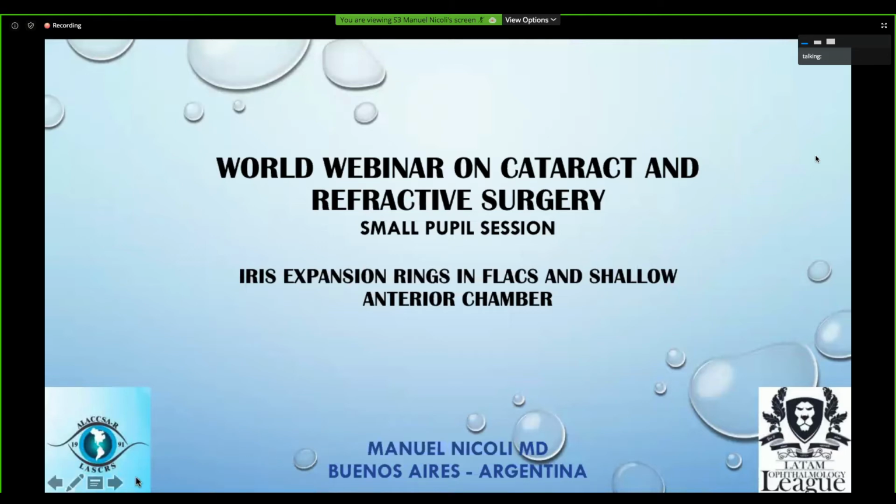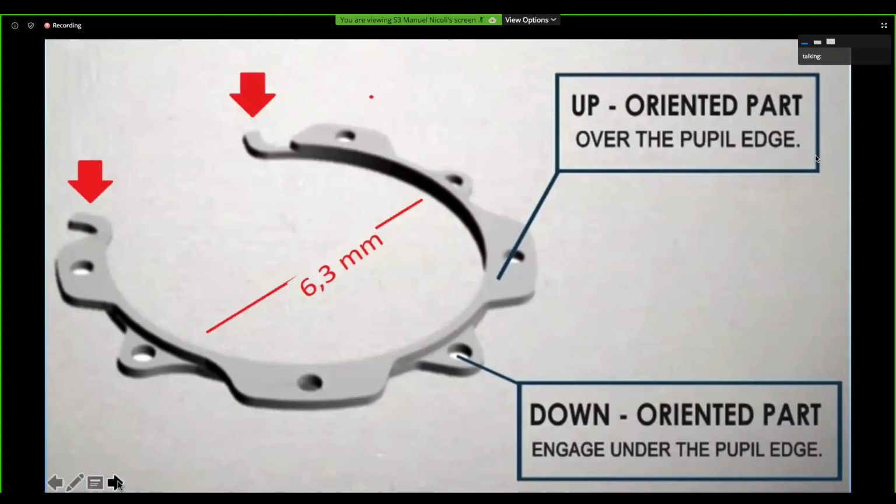I'm going to talk about the Canabrava ring. It's a ring of PMMA with an opening of 60 degrees. It was built in a 3D printer. This has an internal diameter of 6.3 millimeters, a vertical length of 0.4, and two small hooks at each end, and 7 eyelets with an upper slot and a lower slot. Each eyelet has 0.28 millimeters for manipulation with a Sinskey hook. This is for insertion and removal of the ring with minimal incisions.